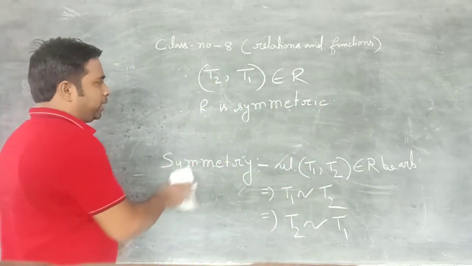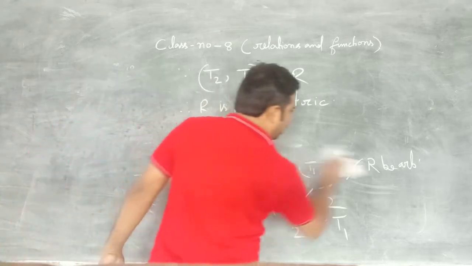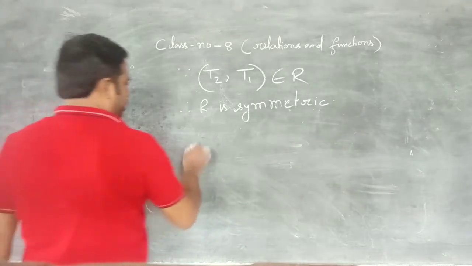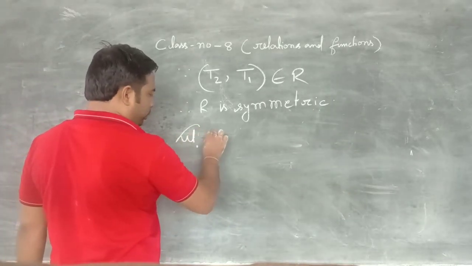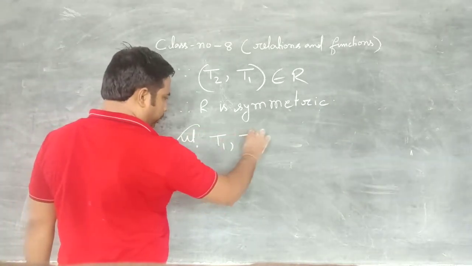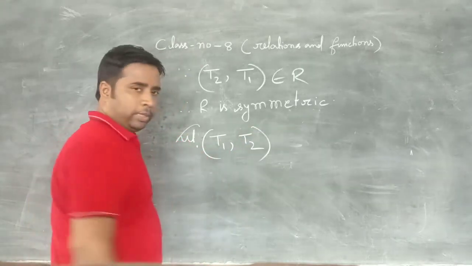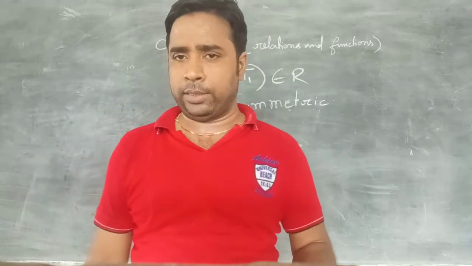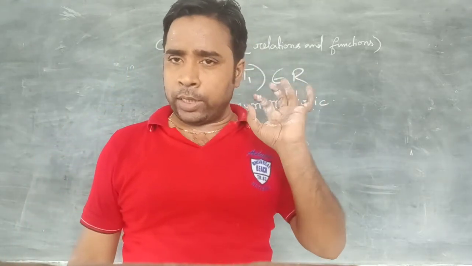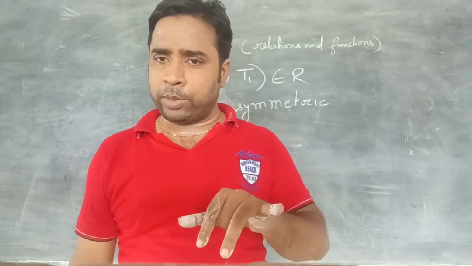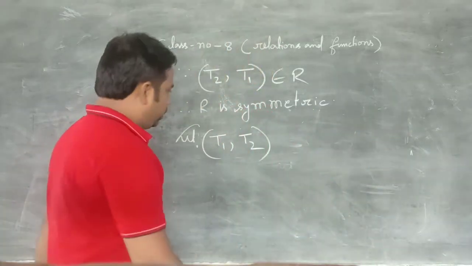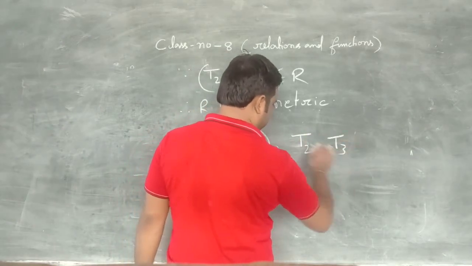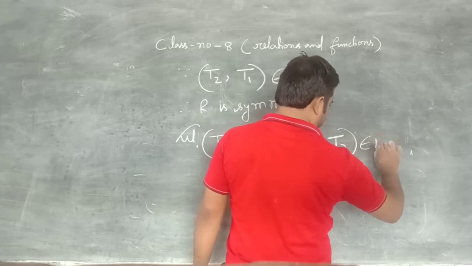Okay, now we should prove that R is transitive. You consider the elements according to the definition. If we want to prove transitivity, we have to consider two pairs from the relation, so that the second element of the first pair and the first element of the second pair are the same. So (T1, T2) and (T2, T3) belong to R, be arbitrary.